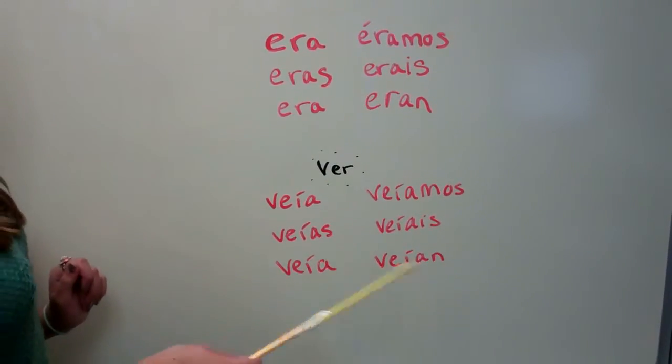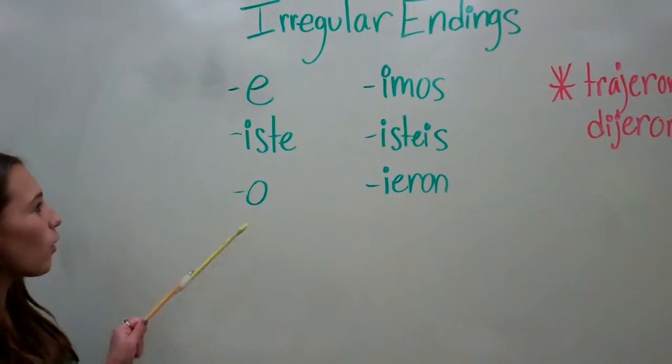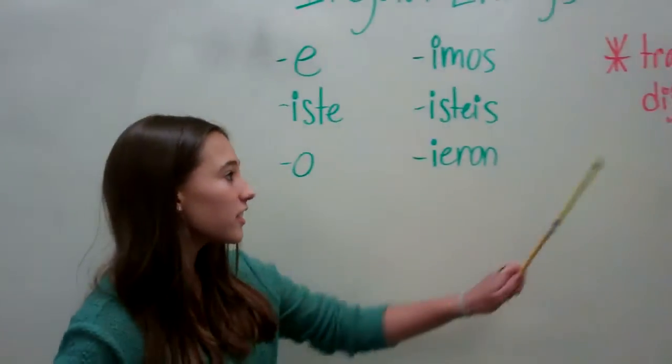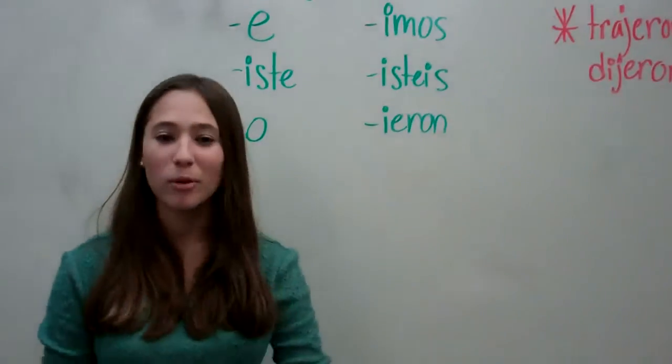Veíamos, veíais, and veían. Irregular endings in the preterite: e, iste, o, imos, isteis, and ieron. But the verbs traer and decir, you don't use ieron, they use eron. Trajeron and dijeron. Remember, no accent.